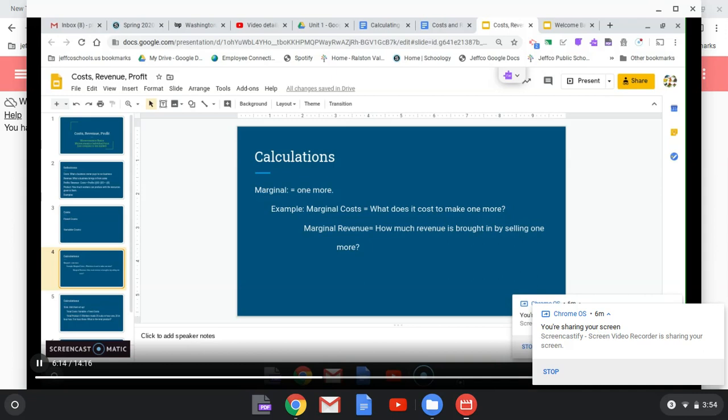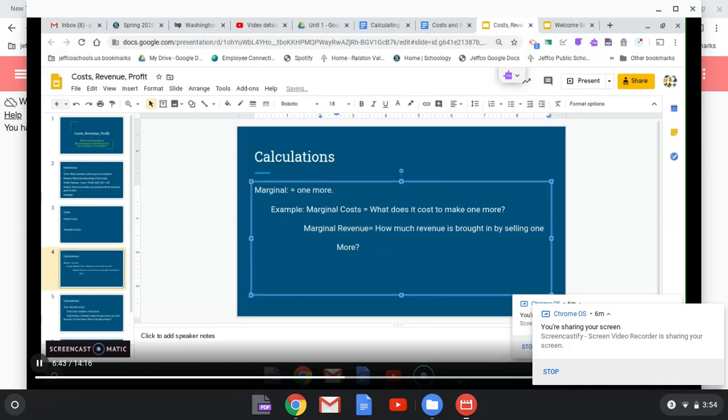And you can do the same thing with revenue, as in how much money do you get by selling one more? Everything with marginal just means one more. Marginal cost would be how much does it cost to make one more. And marginal revenue would be how much do you bring in by selling one more. It's all about one more. That's marginal. All right. I'm going to do the next one, and then I'll come back to marginal.